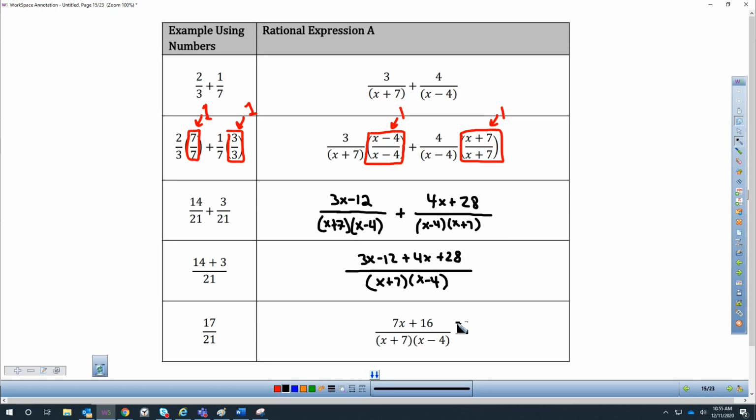To recap, our goal when adding rational expressions, just like when adding rational numbers, is to get the denominators the same by multiplying by these fancy ones, we'll call them. And then once the denominators are the same, I can just add the numerators and make a single fraction and then simplify what's there.